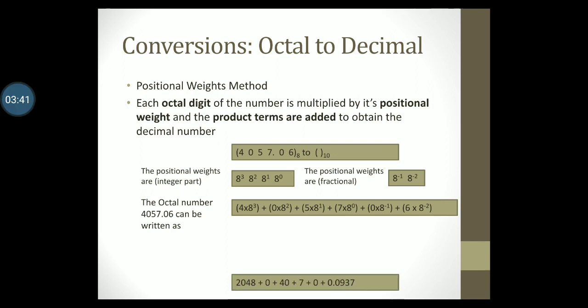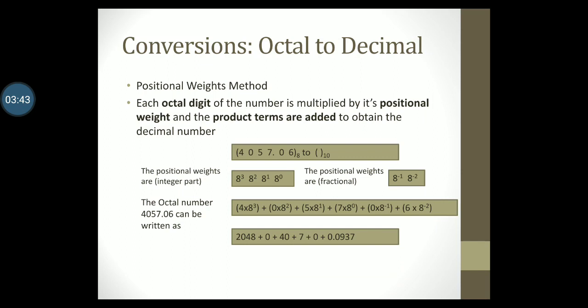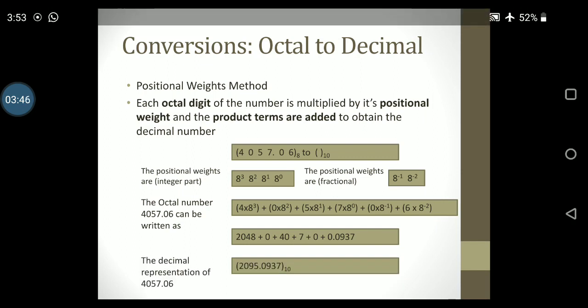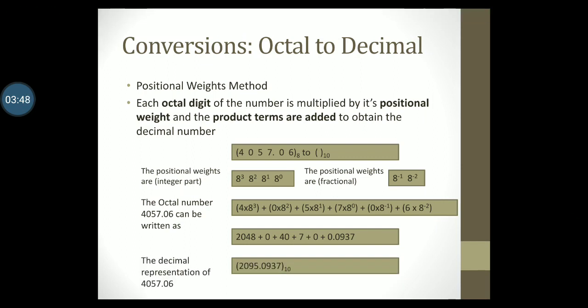This evaluates to, adding all this up, we get the answer as 2095.0937, which is the equivalent decimal number.